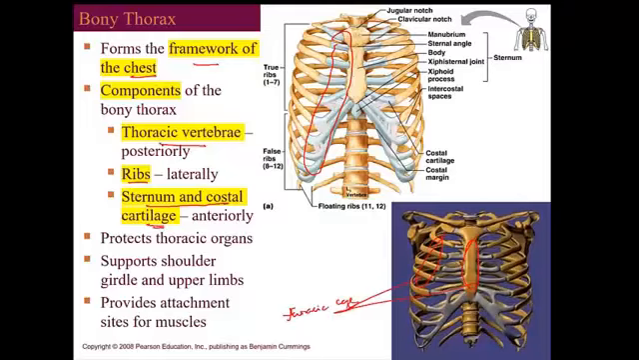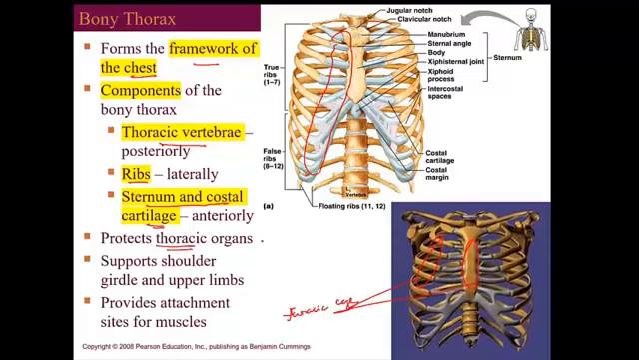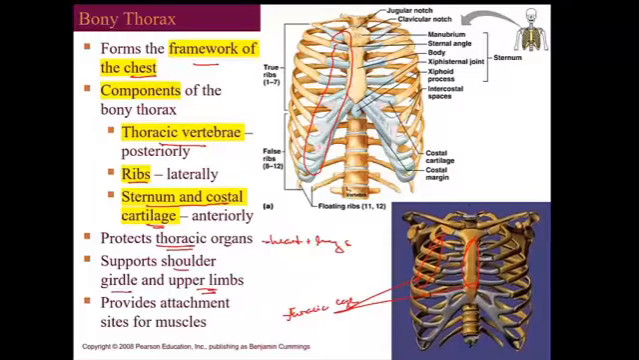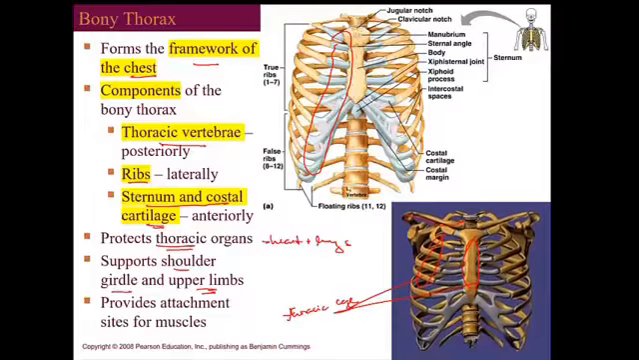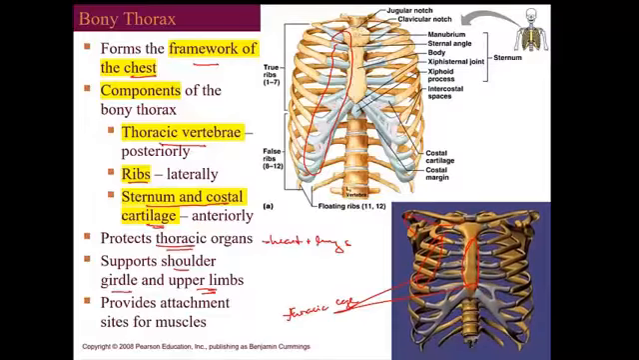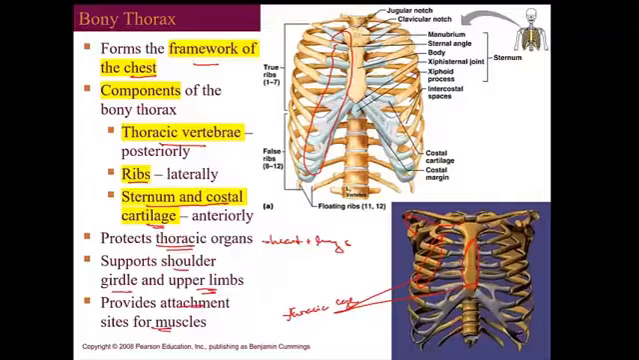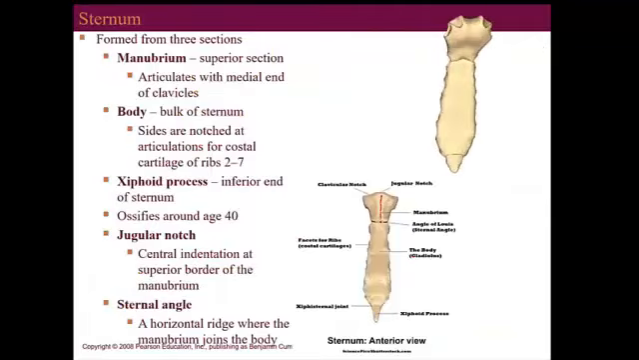All right, so the bony thorax protects the thoracic organs, which is actually going to be the heart and lungs. And it supports the shoulder girdle and the upper limbs. So if you notice, the shoulder girdle, which is actually the clavicle and the scapula, is being supported by the bony thorax. Now, there are a lot of attachment sites for the muscles on the bony thorax, so that's very important also. So the sternum is a chest bone.